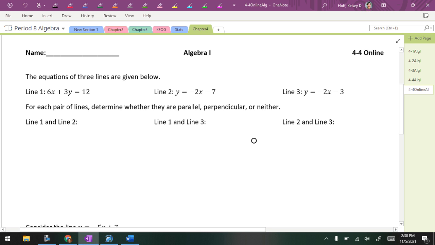All right, ready? First, I made a mistake on line 3. There is not supposed to be an equal or a negative sign there, so fix that for me, please. I took these 2 problems off Alex. This is what you're going to see today. The equations of 3 lines are given below. Line 1 is 6x plus 3y equals 12. Line 2 is y equals negative 2x plus 1. Line 3 is y equals 2x minus 3. For each pair of lines, determine whether they are parallel, perpendicular, or neither.